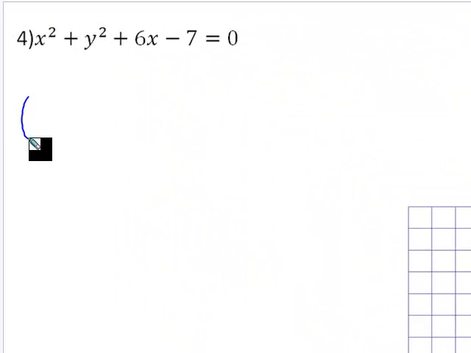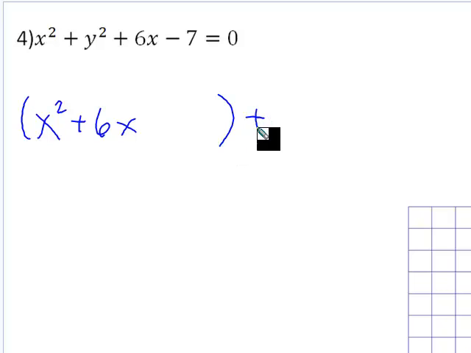So we're going to put the x squared plus the 6x together. Leave a blank spot to complete the square. Plus y squared, there's no other y. And then we added the 7 to the other side.